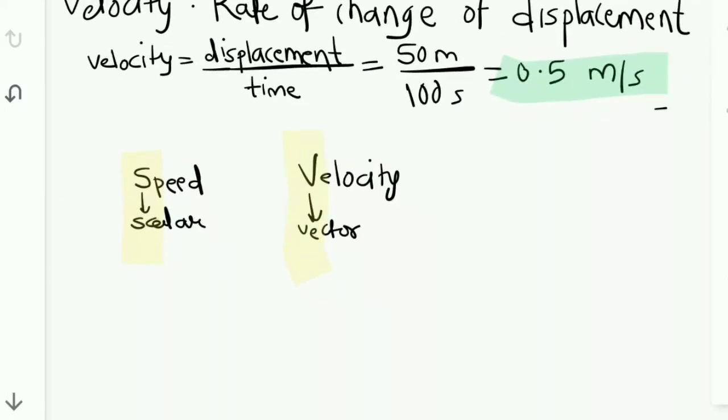So how would we represent our velocity 0.5 meter per second in a complete form? We'll have to give it direction as well. What would be the direction? Correct. It would be the same as direction of displacement. That is northeast direction.